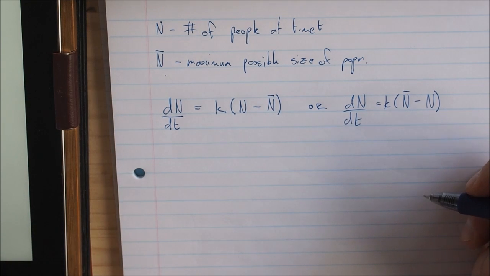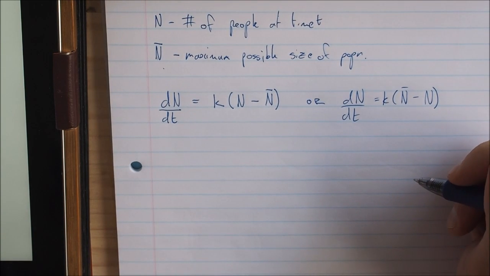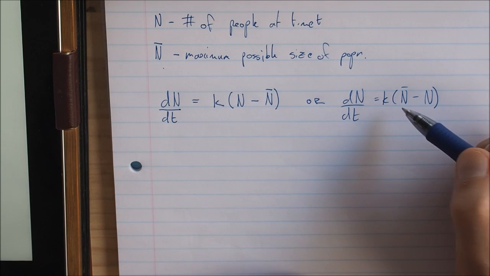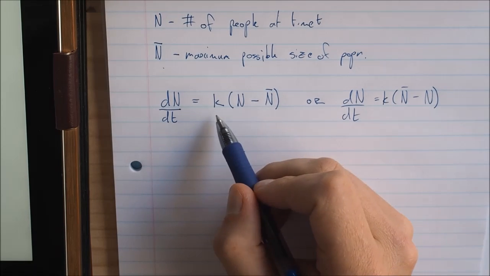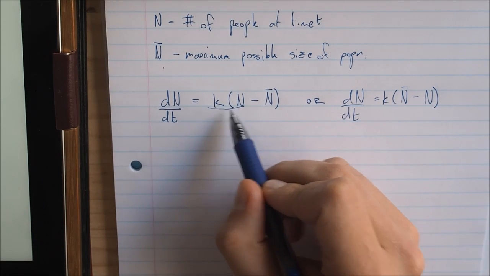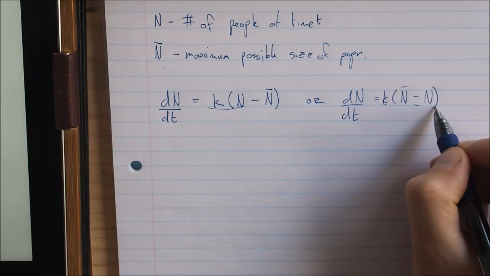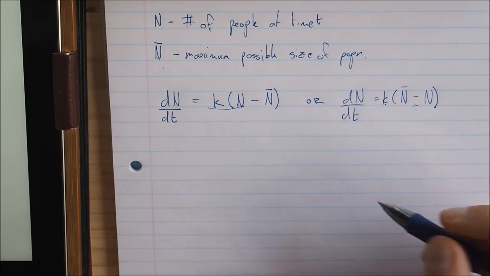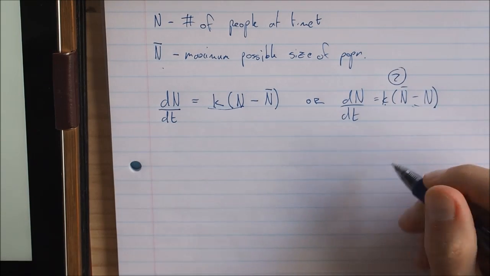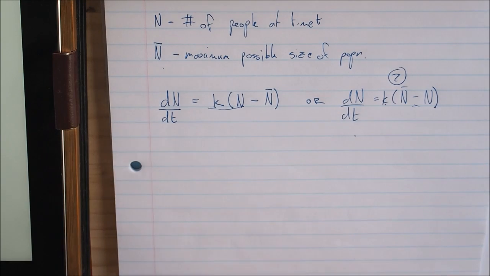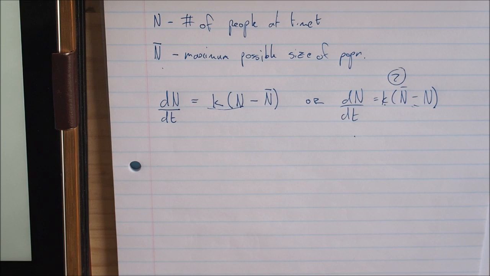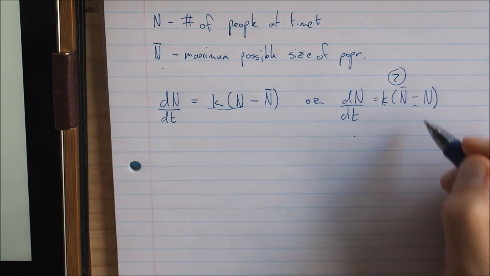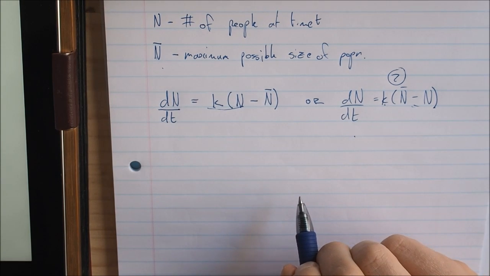And again, as part of the modeling process, we want to do a sanity check. Which one of these makes sense? We know that the population is increasing, and so if we look at the solution here, we're going to have k(n minus n bar) here, and we're going to have k(n bar minus n) here. So in case 2, well, we think it's going to increase, but we can do some kind of sanity check.